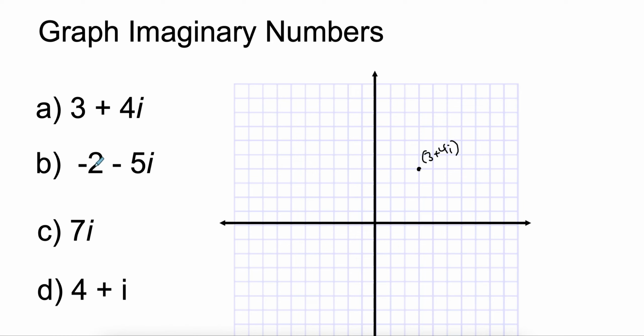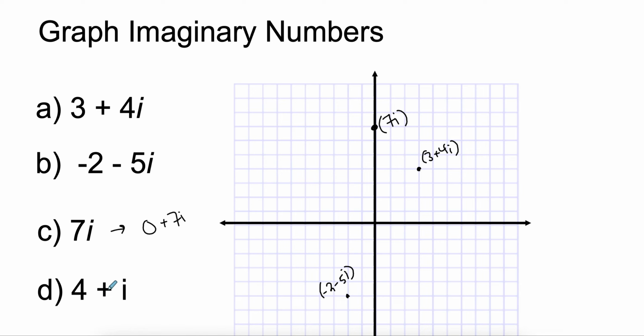So this one would be left 2, down 5. Left 2, down 5, and we're here. Okay, and it's good habit just to label them. It's good habit to label them, and I'll show you in a little bit why. This one might be a little tricky. Just think about what's the real part, what's the complex part. So this can be written like 0 plus 7i. That's the same thing. So I'm not going to go left or right at all. I'm just going to go 7 up. So we go 3, 6, 7 right there, and you just write that as 7i.